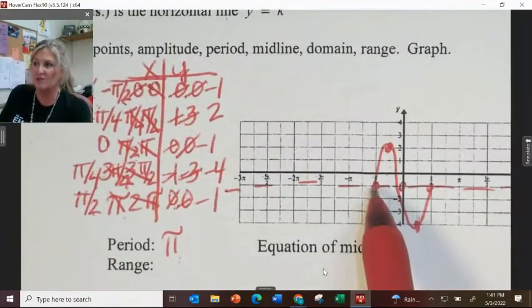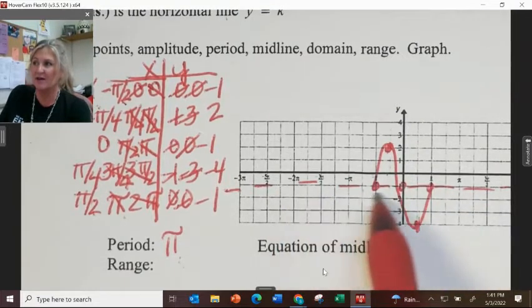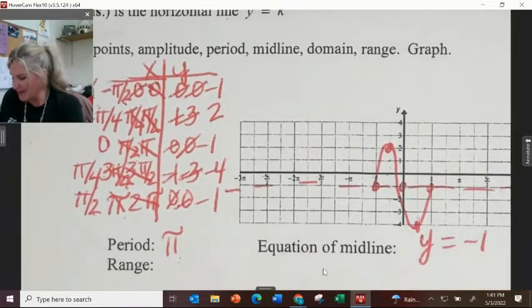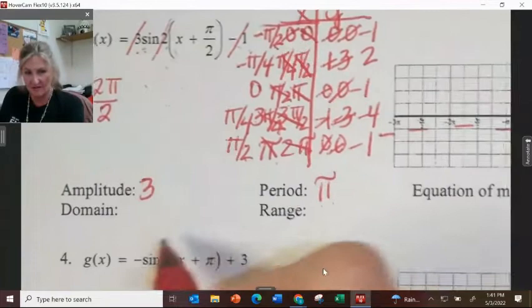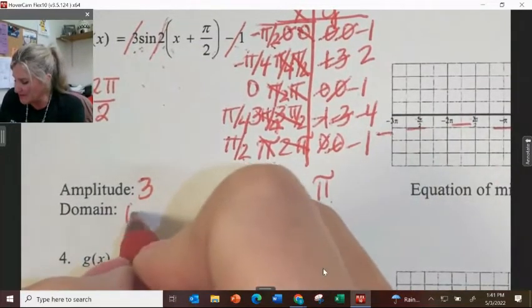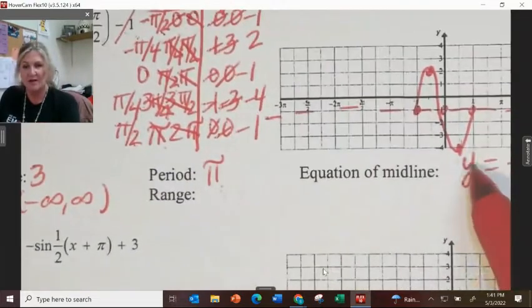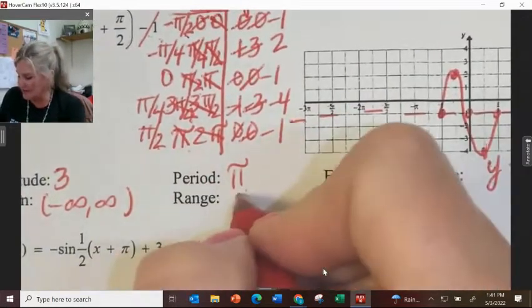That midline is literally the middle horizontal line that goes right through all these points. It's also y equals k. What is the equation of this midline here? Good. The domain is the x values we can use for this. We can use anything. So it's negative infinity to infinity. The range is our lowest point up to our highest point. What's that going to be?